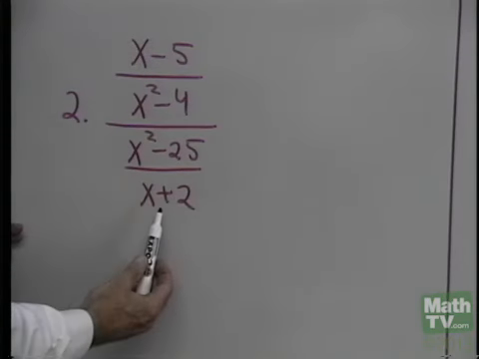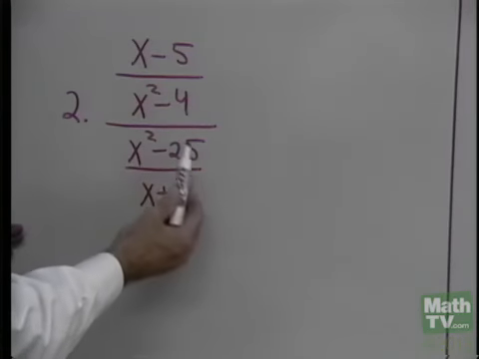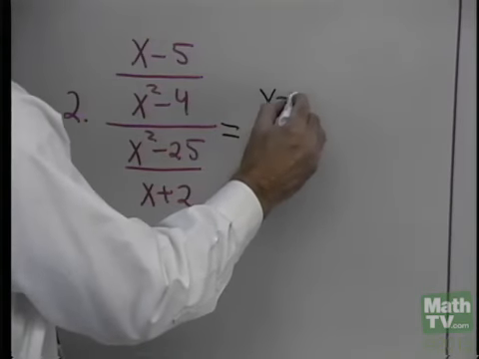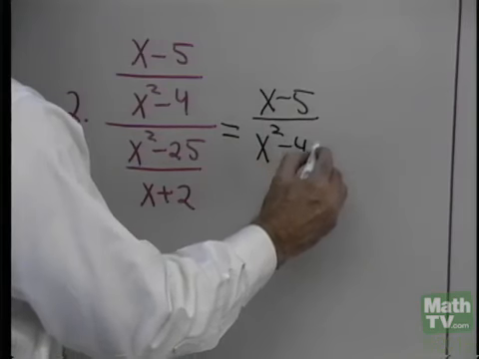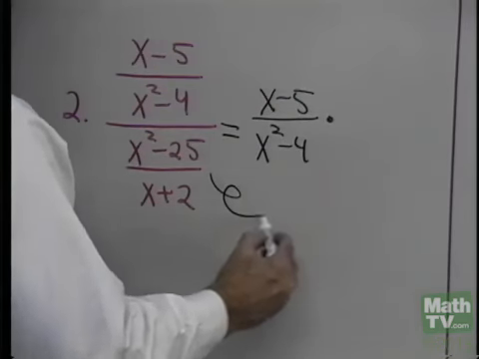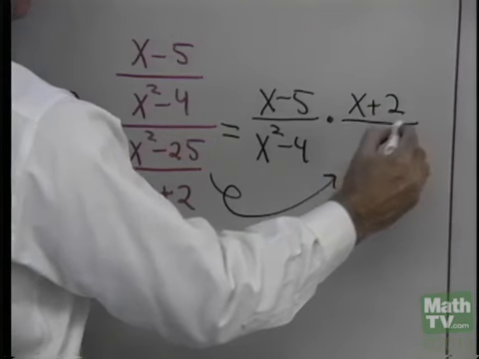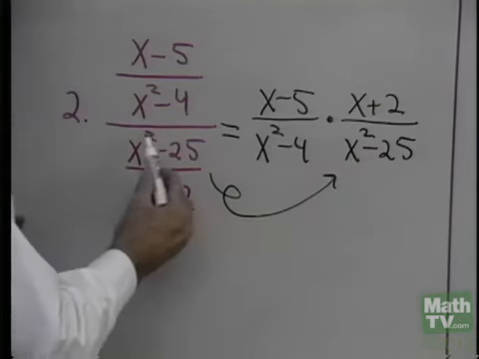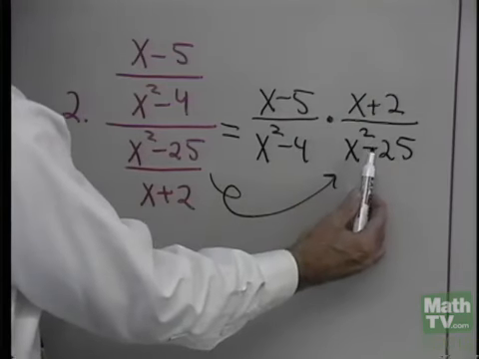For this complex fraction right here, it's actually easier to think in terms of division. It's this rational expression divided by this rational expression. So I'm going to rewrite this as x minus 5 over x squared minus 4, times the reciprocal of this, which is x plus 2 over x squared minus 25. So division by this rational expression is the same as multiplication by its reciprocal.